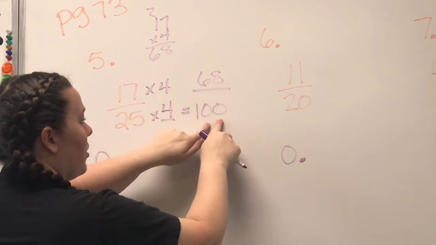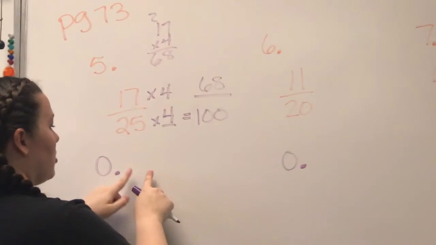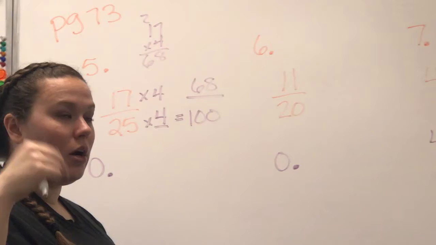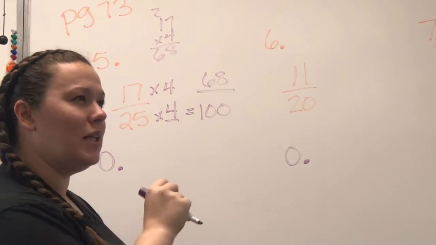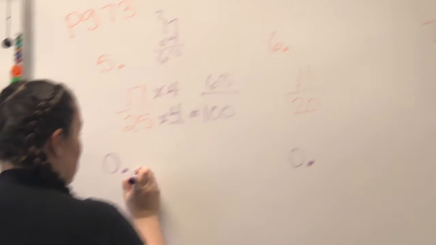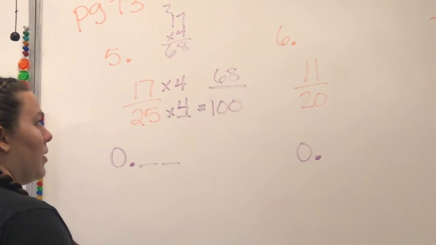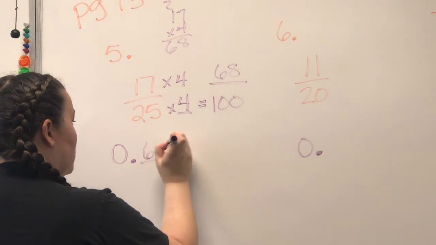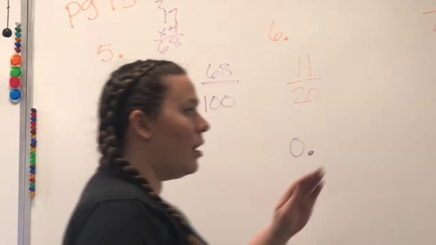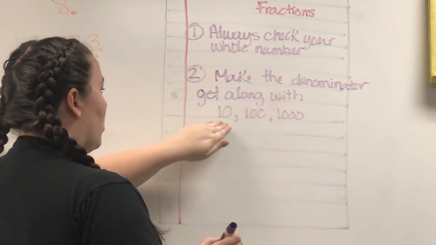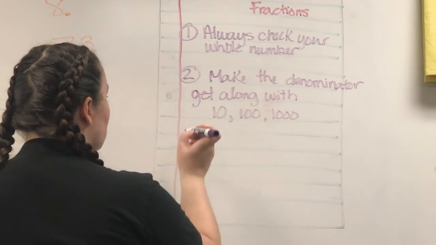We're trying to get something with the zeros so we can put that down here. The hundreds place. Remember in our notes how many lines were in the hundreds place. That was 2 lines. The hundreds place. Now just fill in the top. 68. Okay, I'm going to add that to your notes. Make the denominator get along with tens, hundreds, or thousands.